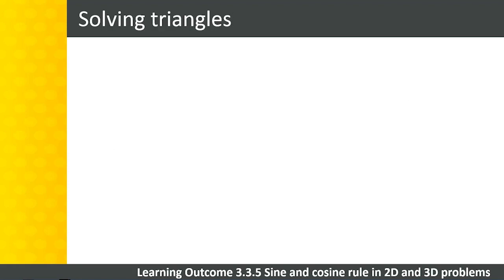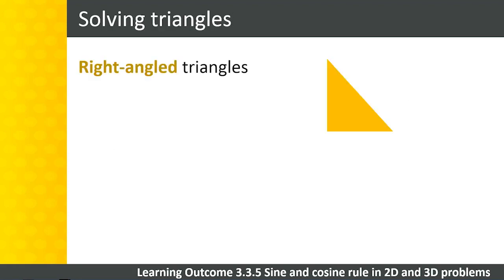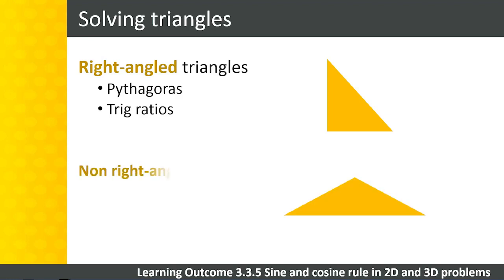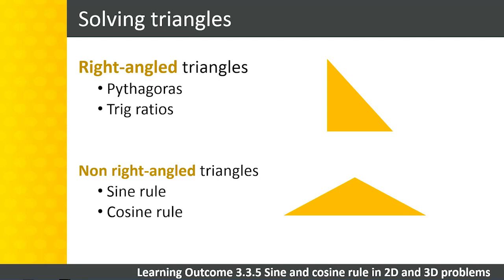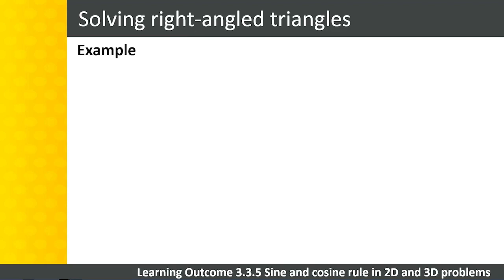Students should remember from previous levels that when we are working with right-angled triangles, we use the theorem of Pythagoras and the trigonometric ratios to find lengths and angles. When the problems involve triangles that are not right-angled, they need to use the sine and cosine rules. Let's look at an example using a right-angled triangle. This is revision from Level 3.